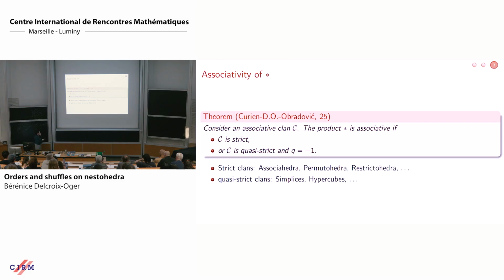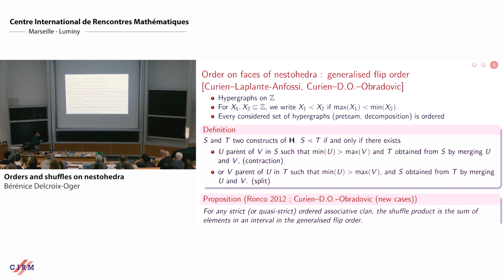So we got our associative products, and we have introduced an order on faces of the nestohedra that we call the generalized flip order. It was introduced by Curien and Forcey in their paper, and we use this order. It extends the order on vertices of Barnard and Macronville. And using this order, what we get is a link between our shuffle product in the strict or quasi-strict case and sums of elements in an interval of the generalized flip order.